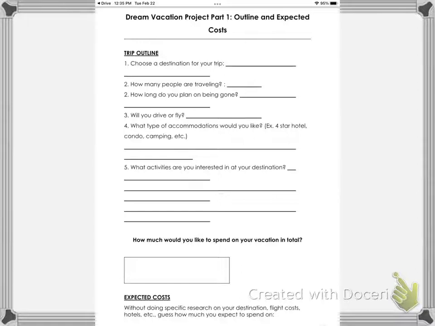And then for this box here, it says, how much would you like to spend on your vacation in total? So, over 5 days, a typical trip, depending where you're going, could be all sorts of prices. So let's say that if you're going to Disney World, you plan on spending about $7,000. Okay, you want to keep that in mind for that part.